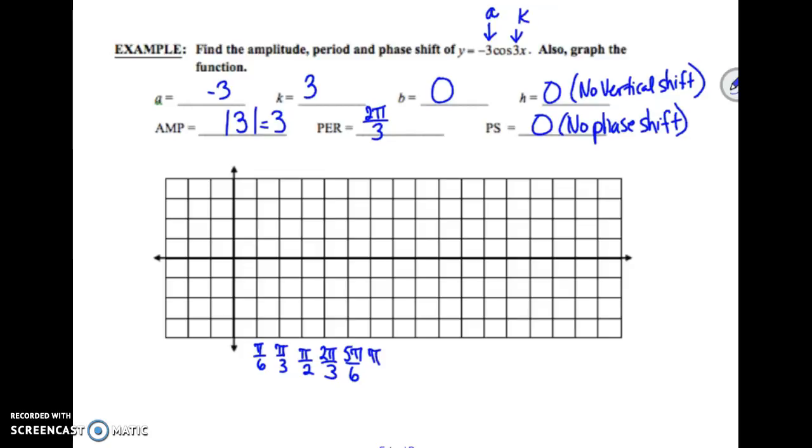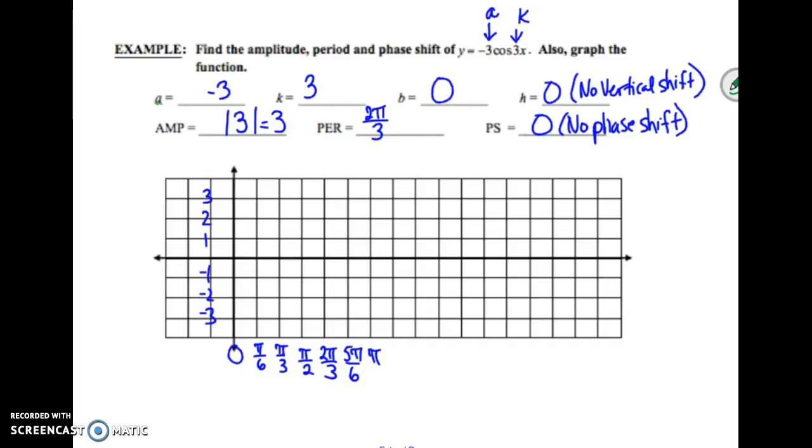Since my period is just 2 pi over 3, then my picture frame is going to go from 0 to 2 pi over 3. So my period is much shorter than my normal 2 pi. And I also have to consider my amplitude. Normally my amplitude is 1. This time my amplitude is going to be 3. So on the y-axis we've got +1, 2, and 3, and on the lower y-axis -1, -2, and -3. So my picture frame is going to be taller than it normally would be.